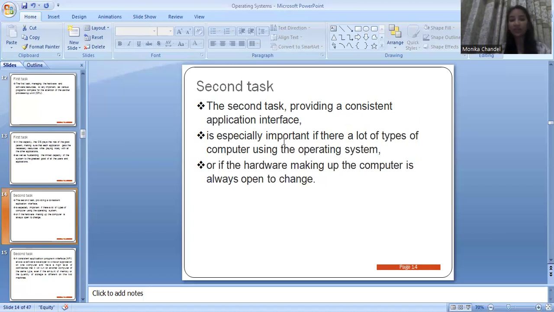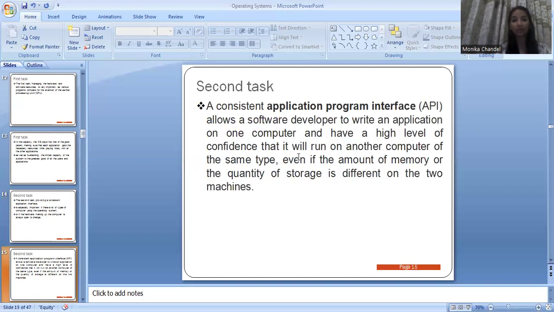And OS is especially important when there are lots of types of computers using the operating system. We have so many types of laptops, we have so many types of mobile phones, and each mobile phone has a different type of operating system. So every operating system has an important role, depending on which type of operating system the user uses.